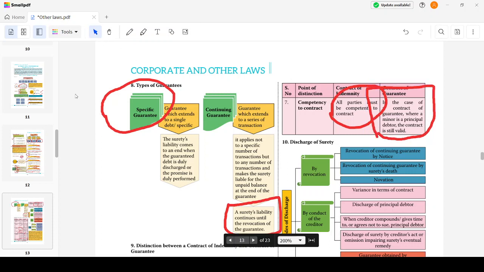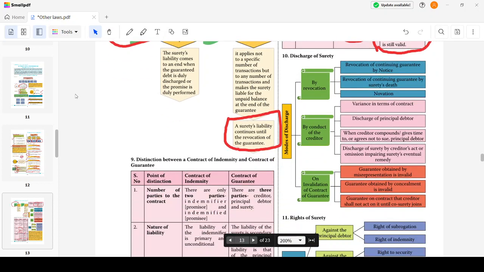Discharge of surety: by revocation, by conduct of the creditor, or on invalidation of the contract of guarantee. By revocation means I am revoking the continuing guarantee by notice, or by the surety's death, or by novation. By conduct of the creditor, either there is a variance in the terms of the contract, which is the most common case, right? Or discharge of the principal debtor when the creditor compounds, gives time, or an act or omission impairing the surety's eventual remedy. On invalidation of the contract of guarantee: misrepresentation, concealment, or the co-surety point.